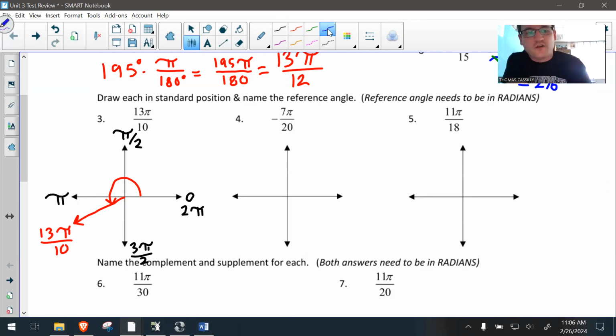So now the reference angle just has to get us back to 1 pi. All right, and what is that reference angle going to be? That reference angle, remember, reference angles are always positive. So the reference angle here is 3 pi over 10.